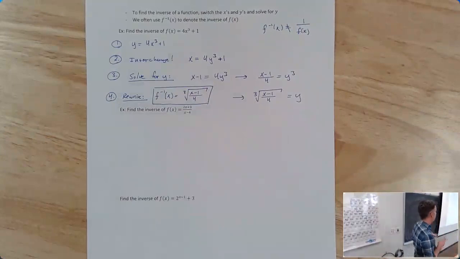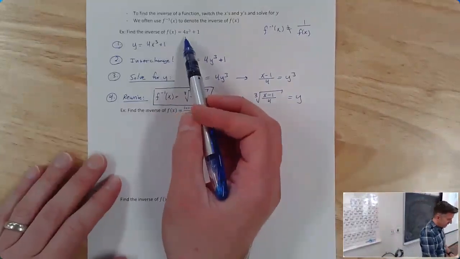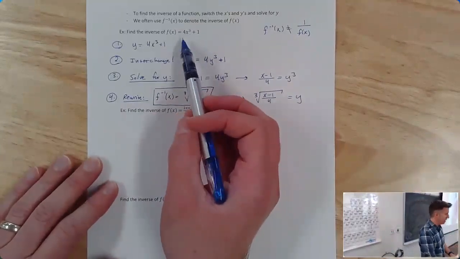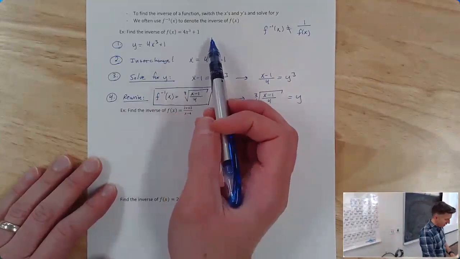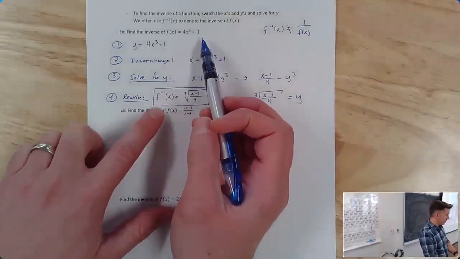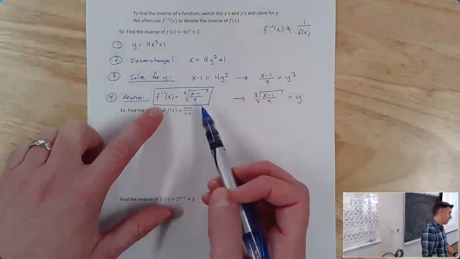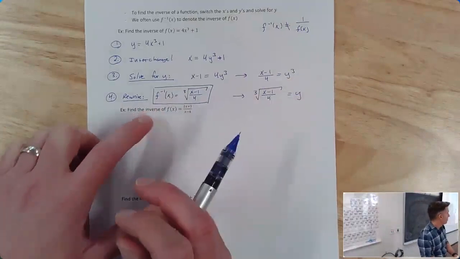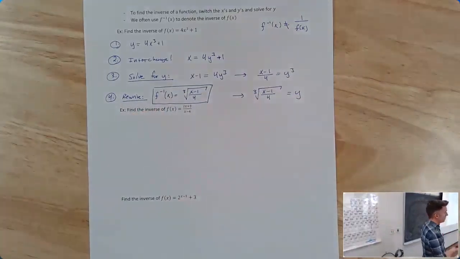Also, this is another example of when you can kind of talk it out. F of x takes x, cubes it, multiplies it by 4, and then adds 1. Whereas f inverse totally undoes all those things. First, it subtracts off the 1, then it divides by the 4, then it takes the cube root. Undoes all the things we just did in the opposite order.